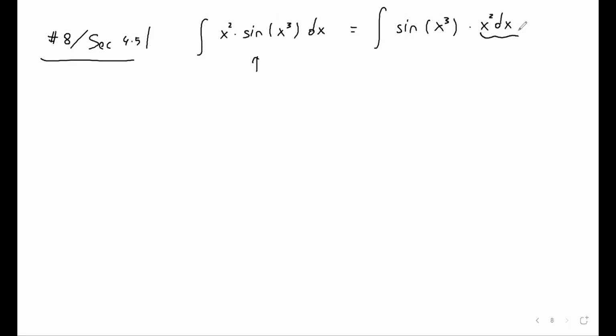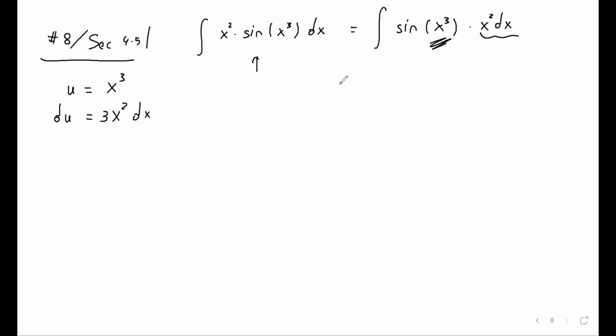And notice how u is equal to x cubed would be the one that's the argument of a trig function, that's going to be your substitution. Du, the derivative of that, is going to be 3x squared, folks, dx, right? So don't forget to do the dx here because you'll have to solve for that.